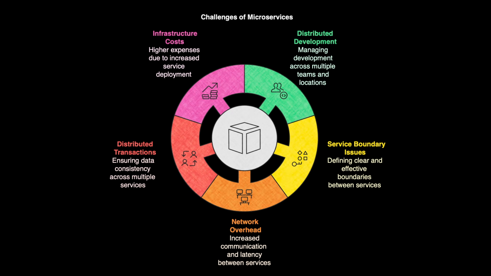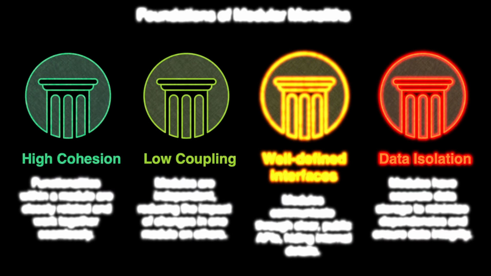Microservices, while offering benefits like independent deployment and scaling, introduce their own complexities. These include distributed development challenges, the difficulty of setting service boundaries correctly, increased network overhead, and the complexities of distributed transactions and testing. The infrastructure costs can also be higher. The modular monolith aims to strike a balance. It allows you to define logical boundaries within your system, without the added complexity of physical boundaries inherent in microservices.